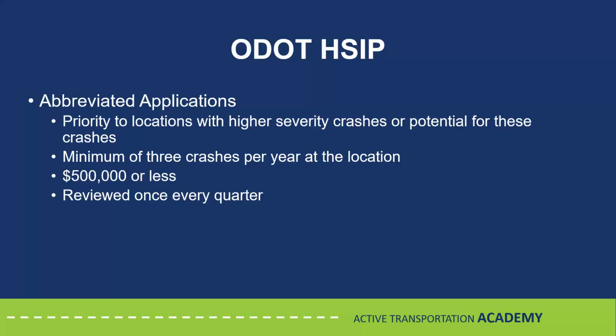To meet these goals, ODOT made the following changes. There are now abbreviated applications as an option. So the criteria for submitting applications was changed to give priority to locations with higher severity of crashes or the potential for these crashes. Locations must have a minimum of 3 crashes per year, and projects must be $500,000 or less for those abbreviated applications. Funding is available for construction only and must be completed within 2 years. These applications are reviewed once every quarter.